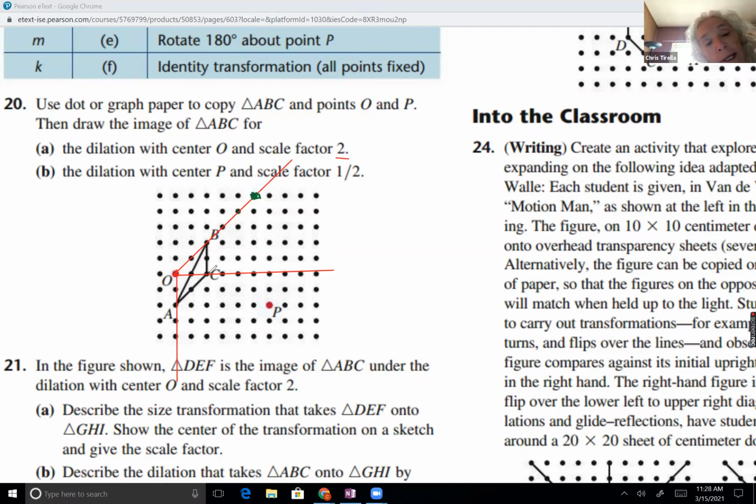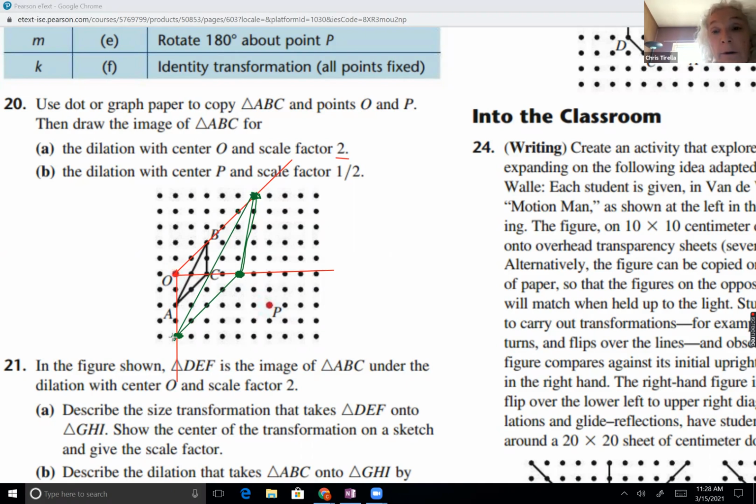O to C, it's 2 dots away. If I double it, wouldn't it take me here? O to A, it's down 2 dots. If I double it, wouldn't that take me here? And so now I wanted to connect those points with a straight line. When I connect those points, you see I get this image and it's twice as big.